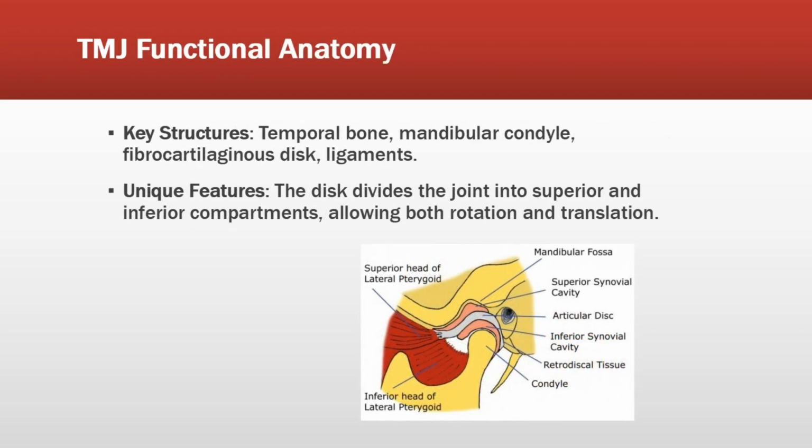TMJ Functional Anatomy. Key structures: temporal bone, mandibular condyle, fibrocartilaginous disc, ligaments. Unique features: the disc divides the joint into superior and inferior compartments, allowing both rotation and translation.